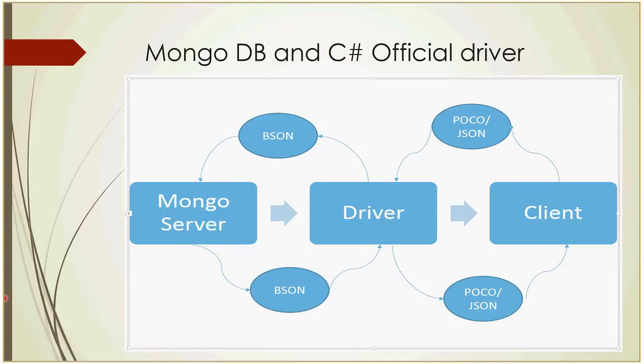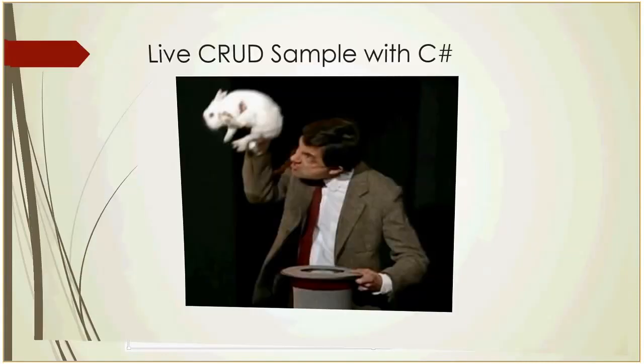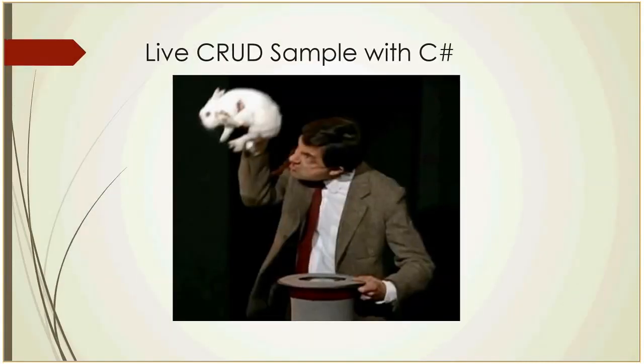So let's move on and do a drum roll for the live CRUD sample. But before we do the CRUD sample, I would like to show you how the driver transforms a BSON document into a string or an array or a JSON, and then how it transforms a POCO object to BSON or JSON. Let's take a look at that real quick.